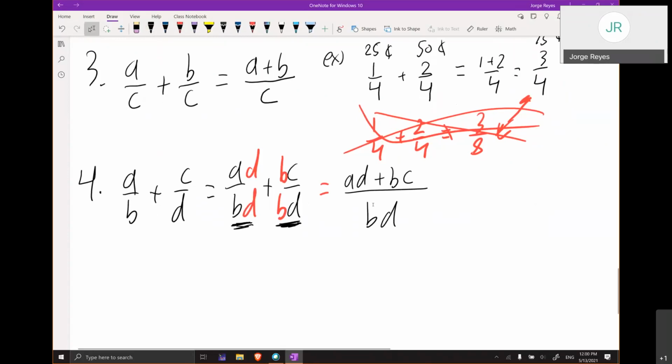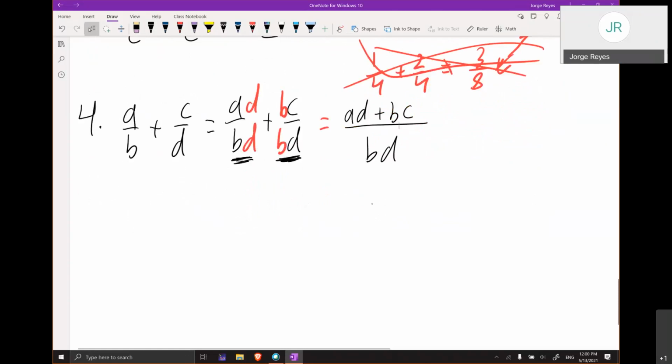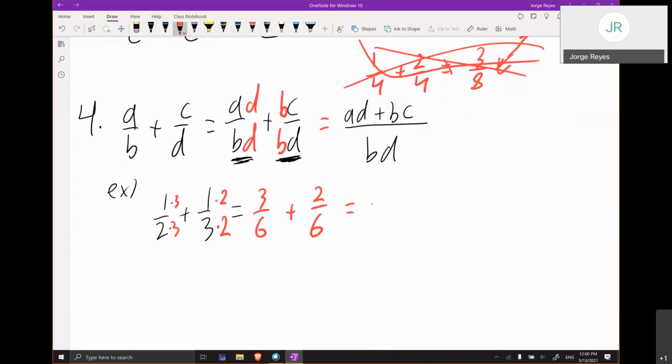Okay, and then let me get a quick example in here. If I have 1/2 plus 1/3, I'm going to do times 3 over 3, so I get 3/6. And here I'm going to do times 2 over 2, and I get 2/6. Now I have matching denominators. So 3/6 plus 2/6 is 5/6, and that's the answer.